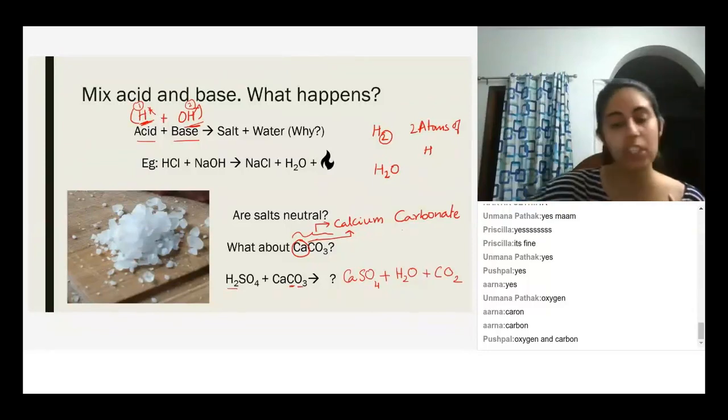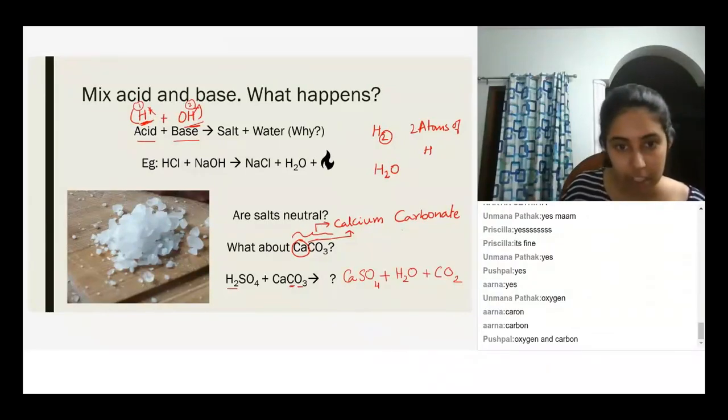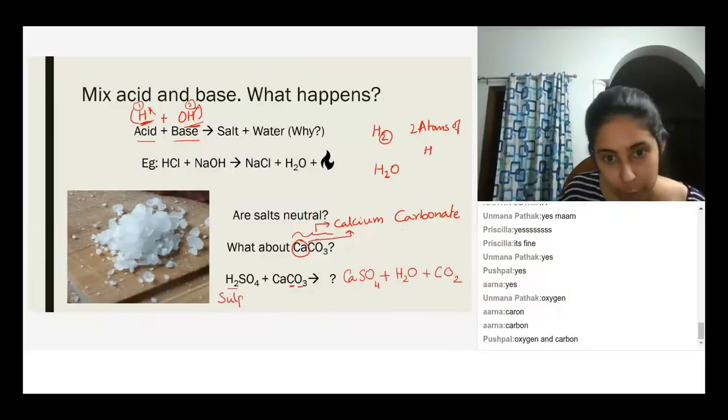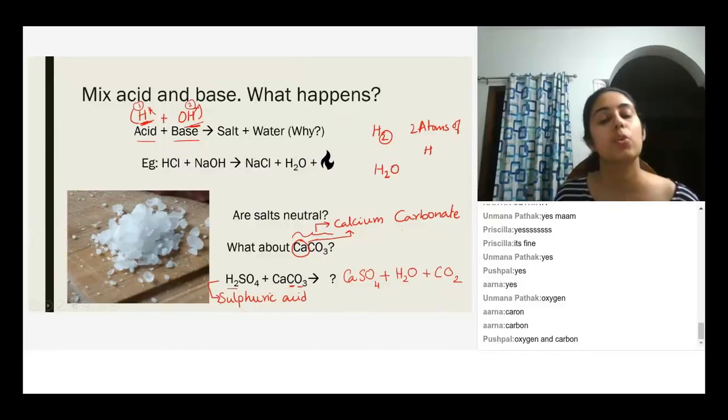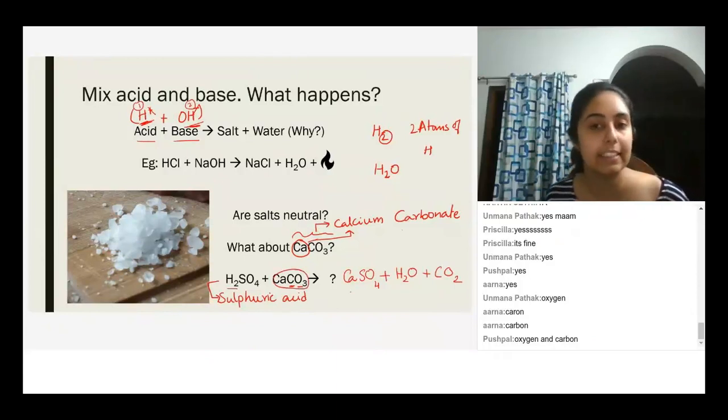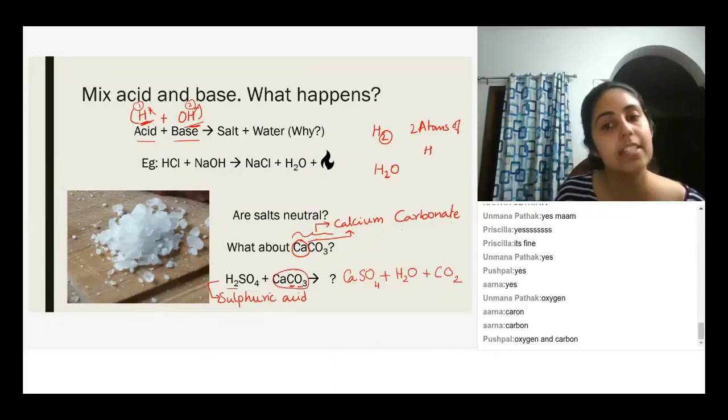Sulfuric acid, what you see over here, H2SO4 is sulfuric acid. Let me write that down as well. So H2SO4 is called sulfuric acid. So when I combine sulfuric acid with this salt, what do I get? Is CaCO3 a neutral salt? We don't know. We'll find out.